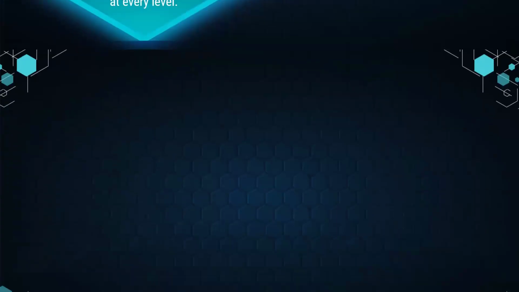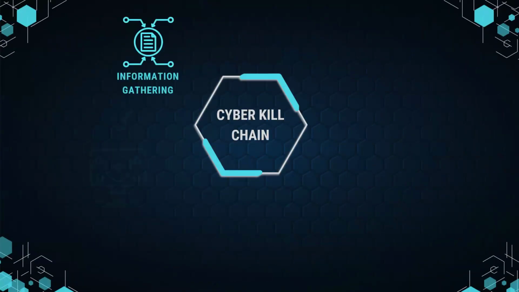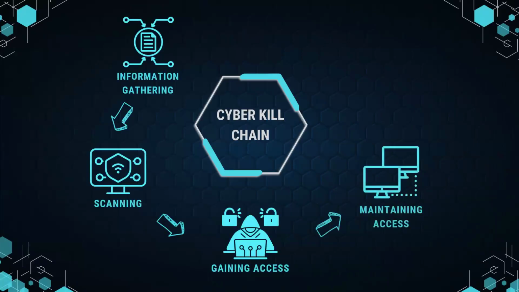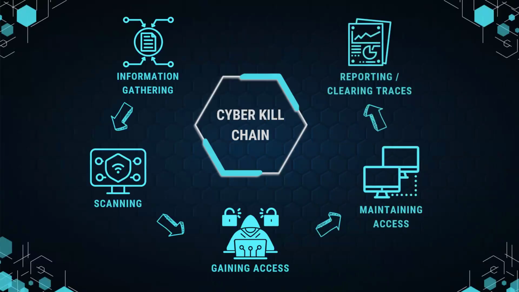First stage is called information gathering. Second stage is called scanning. Third step is called gaining access. Fourth step is called maintaining access. And the fifth stage is called reporting or clearing traces.